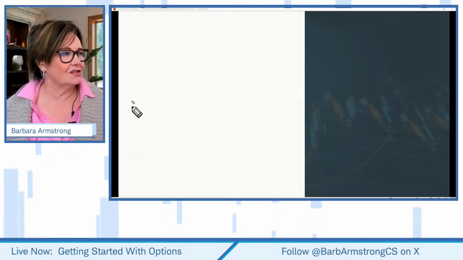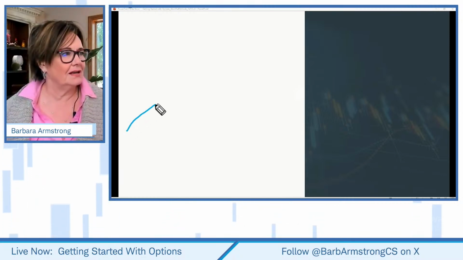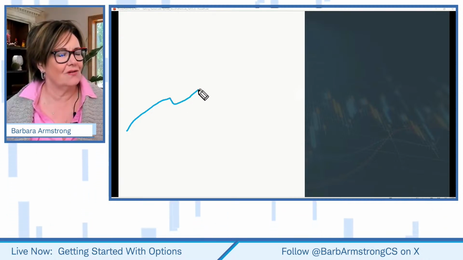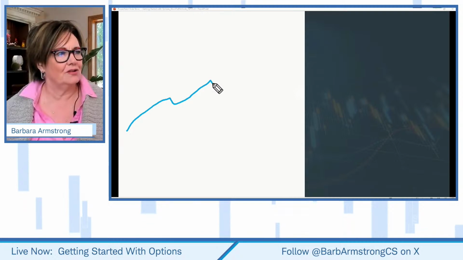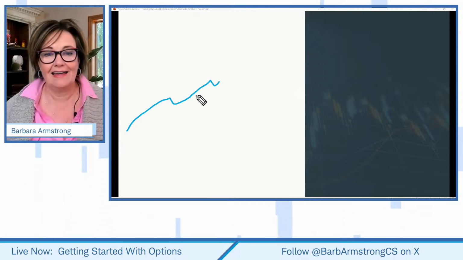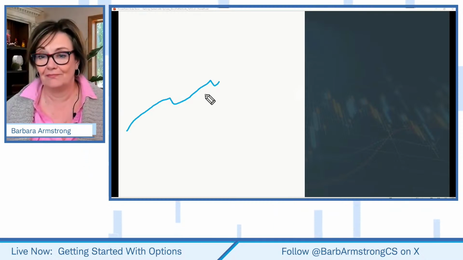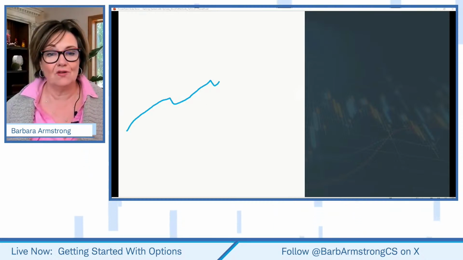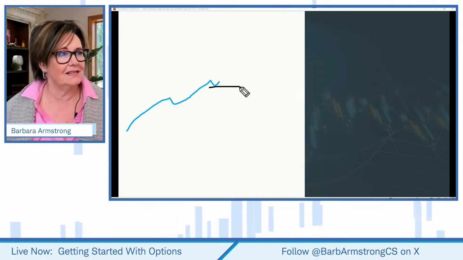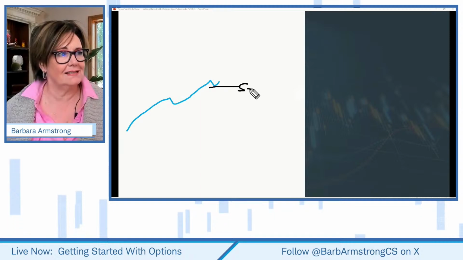So you have a stock that's been uptrending, and then it pulls back for a few days, and it starts to go up again, and then it pulls back for a few days, and it starts to go up again, and you're going, I think this is going to continue to go up. And so what I am going to do is come here below this recent low, and I am going to sell a put.